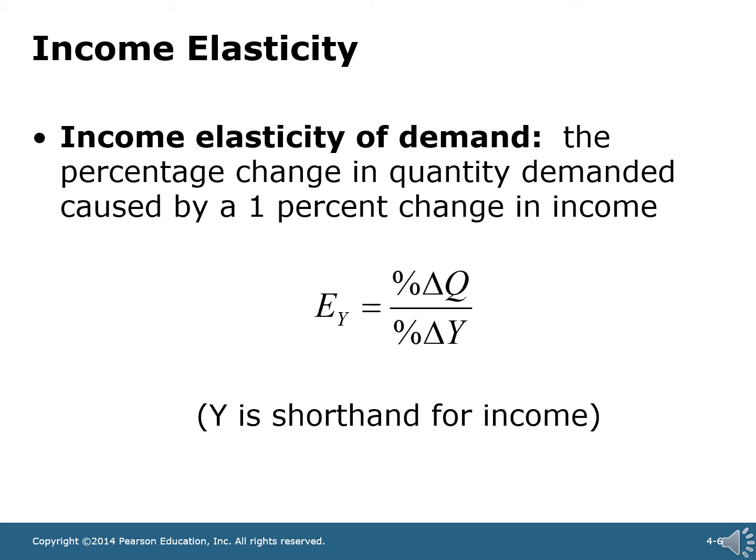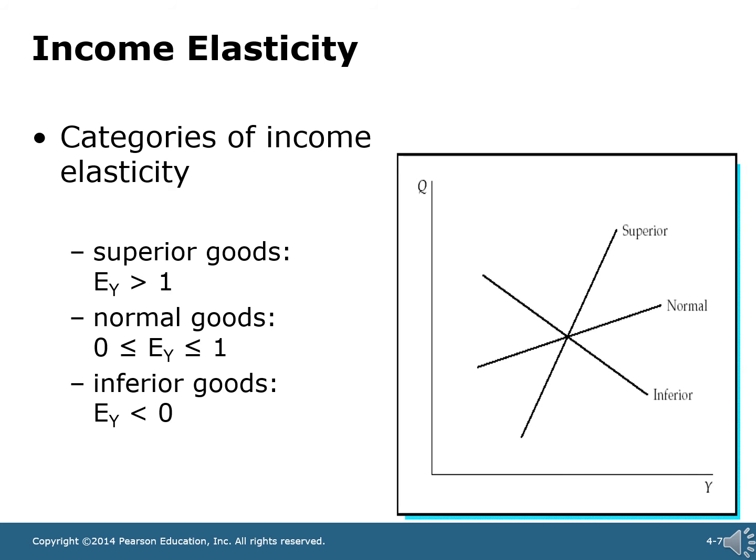Now, just like before, we have the same issues with the denominators here. So what we're going to do is use the expanded equation, and that's included in the book. So the Q2 minus Q1 divided by the average of the quantities, divided by Y2 minus Y1, divided by the average of Y's, or the income. So the income elasticity can either be positive or negative.